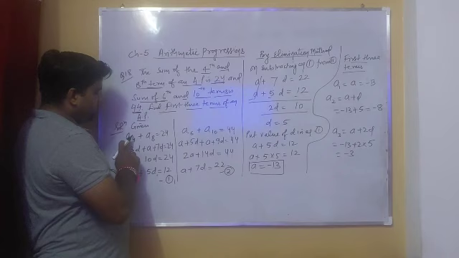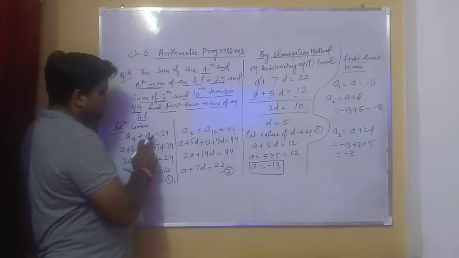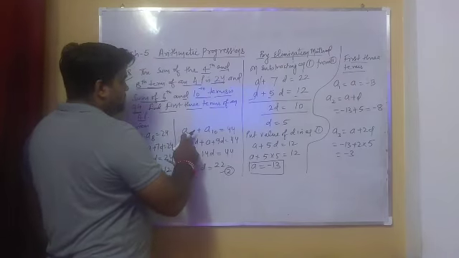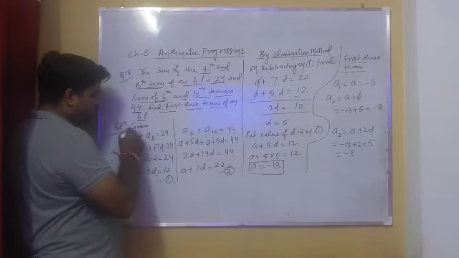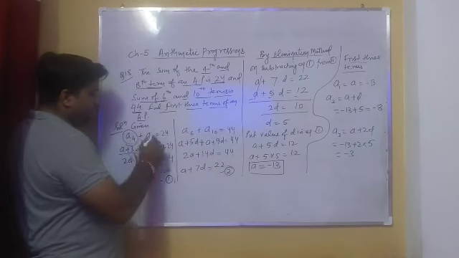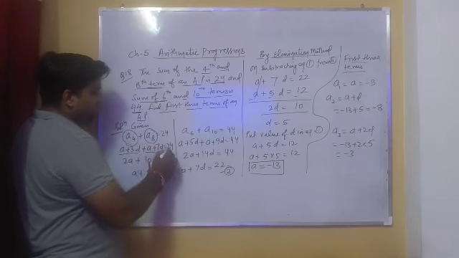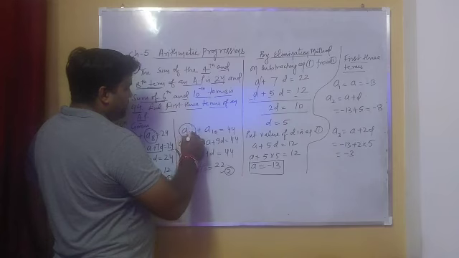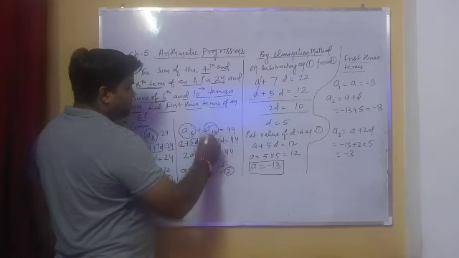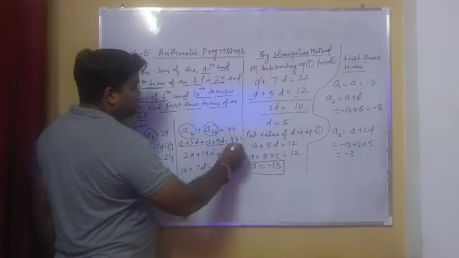So here we write the sum of the 4th term plus the 8th term is equal to 24, and the 6th term plus the 10th term is equal to 44. Here we can write our 4th term as a plus 3d and the 8th term as a plus 7d, which is equal to 24. Similarly, we can write our 6th term as a plus 5d and the 10th term as a plus 9d, which is equal to 44.